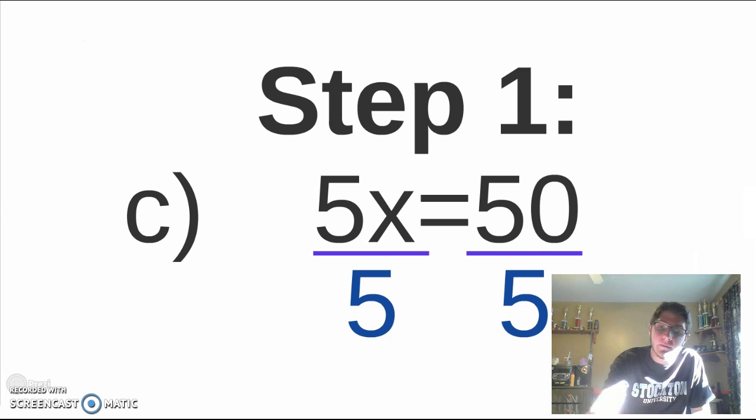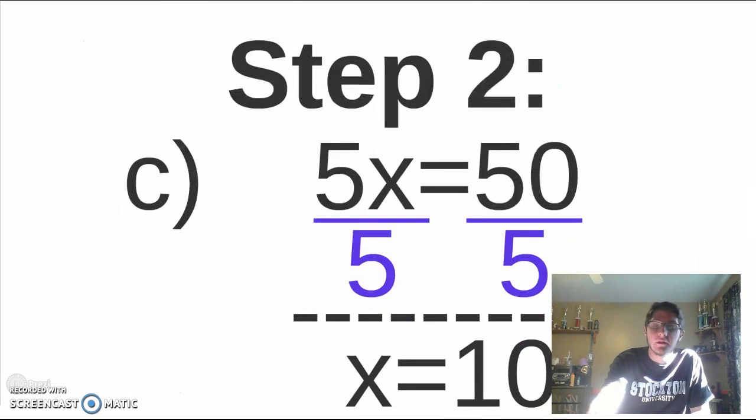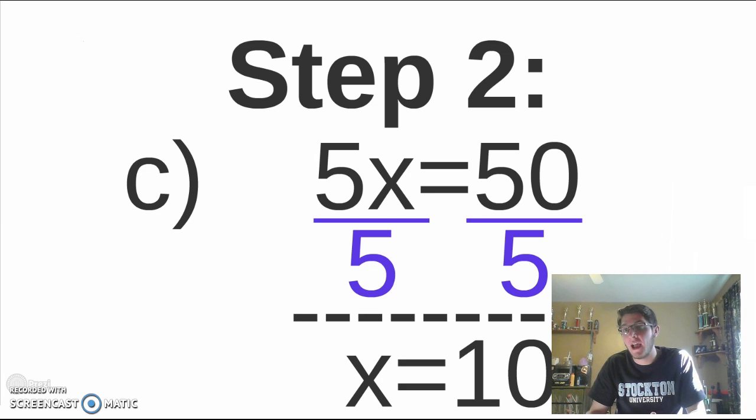Pretty simple, right? You can go down here. These 5s will cancel each other out, leaving us with just x. On the right side, 50 divided by 5 is 10. Now, again, that'll leave us with x equals 10, and again, if you want to check that, plug it back in. 5 times 10 equals 50. Right? Great. Good job, guys.